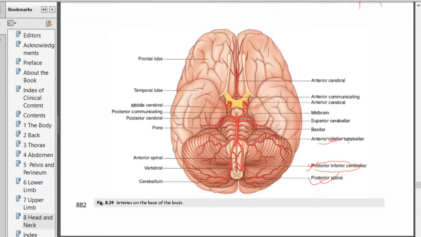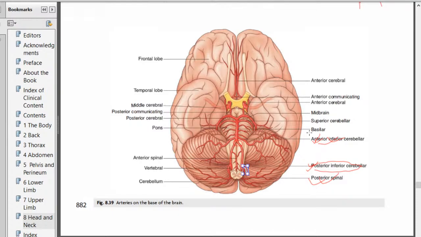Anterior inferior cerebral artery. The posterior inferior one was supplying the posterior-most part of the cerebellum, therefore it is called the posterior inferior cerebral artery. This was supplying the anterior part, the anterior inferior cerebral artery. You're getting it? This is very easy.